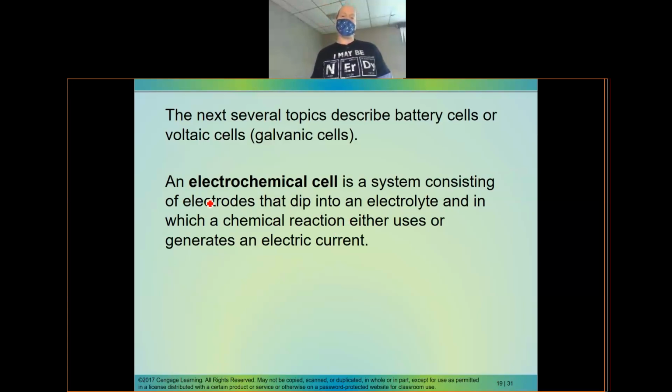Now we're going to do our half reactions in an electrochemical cell. We're going to have a system that has electrodes that are metals that dip into an electrolyte, an aqueous solution of usually a metal, but it could be H plus as well. And it's either going to use or generate an electric current. So of course, if it generates an electric current, it is going to be spontaneous, and delta G is negative. If it's going to require an electric current, then it's going to be non-spontaneous, where your delta G is positive.